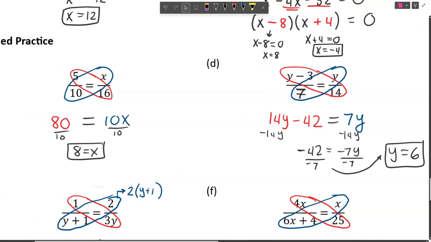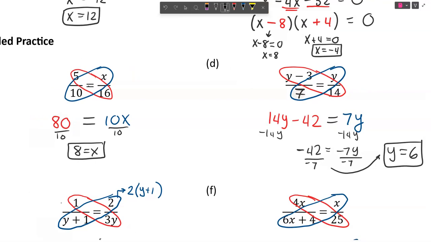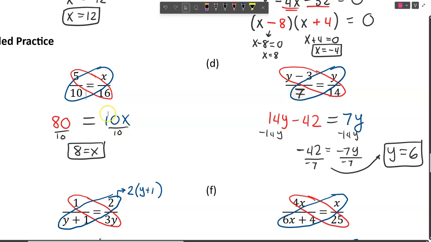Welcome back. Let's take a look at letters C and D. So for both of these, we just had to do our cross products. Notice I've denoted one of them in red, one in blue to help you check the answer quicker. So I get 80 equals 10x, divide both sides by 10, x equals 8. For the next one, we need to use the distributive property here for our red cross product. So 14 times y is 14y, 14 times negative 3, negative 42. Solve this equation by moving the 14 to the right, divide by negative 7, y is equal to 6.